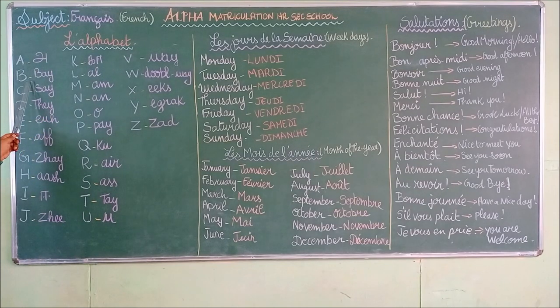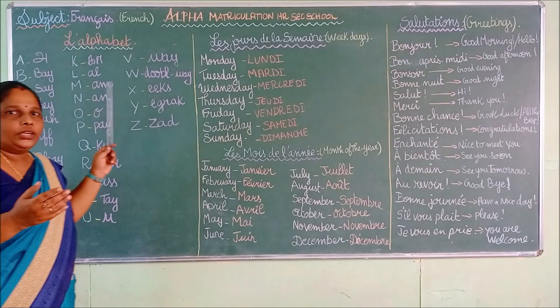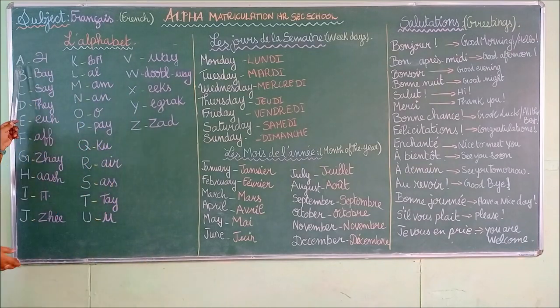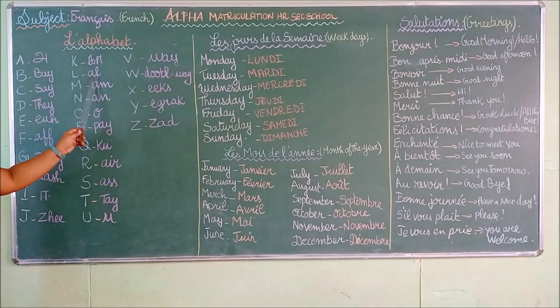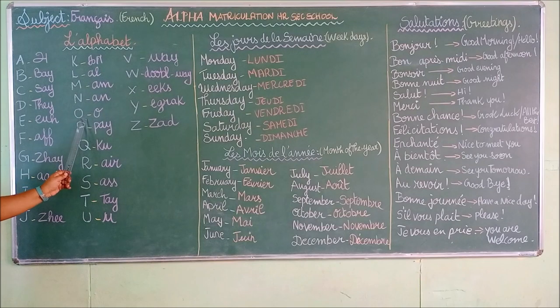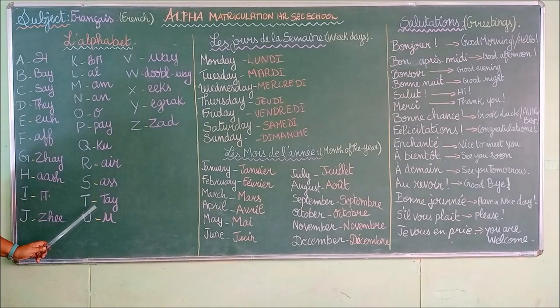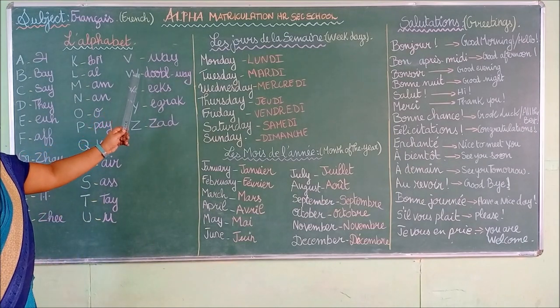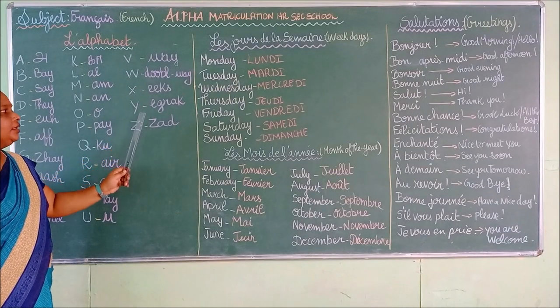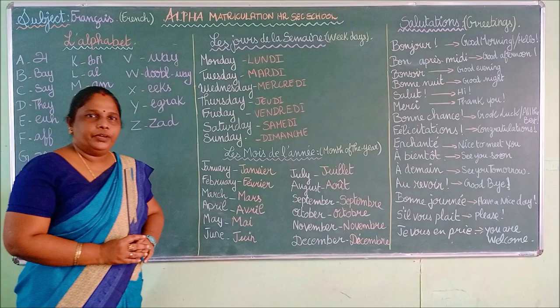A, B, C. Repeat after me. When you are learning a language, you have to repeat. We have to have reading also. A, B, C, D, E, F, G, H, I, J, K, L, M, N, O, P, Q, R, S, T, U, V, W, X, Y, Z. So that's all for the alphabets in French.